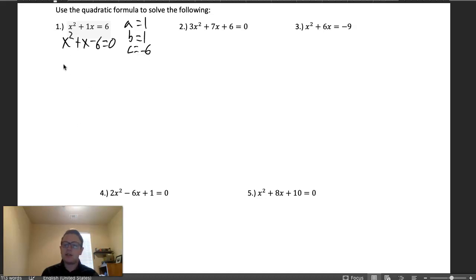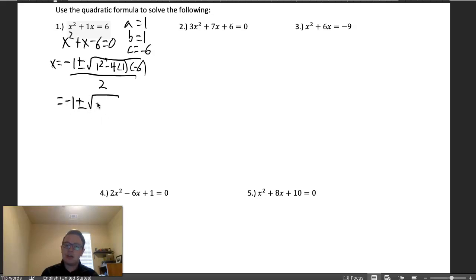So now we're going to put this into our quadratic formula. We get x is equal to negative b, negative 1, plus or minus the square root of 1 squared minus 4 times 1 times minus 6, all over 2 times 1, or 2. Let's keep simplifying this. We get x is equal to negative 1 plus or minus the square root of 1 minus 4 times minus 6 is going to give us plus 24.